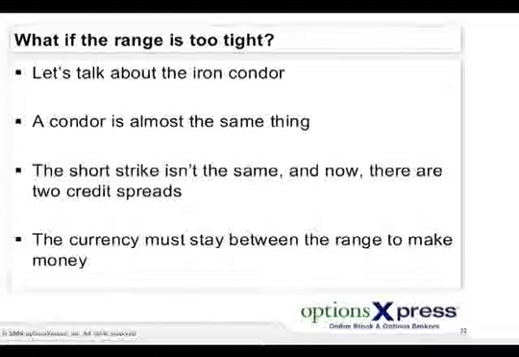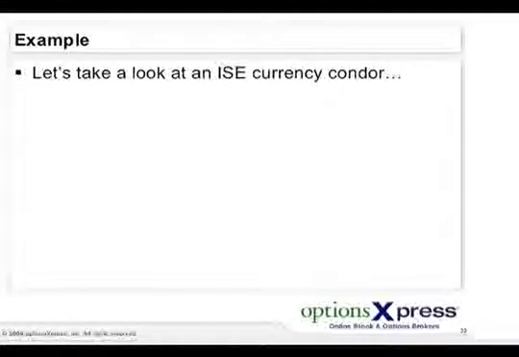All right, what if that range is just too tight for you? You're looking at this and you're thinking, you know what, I like the idea of that, but that range is just too tight for me. Well, one thing you can consider as well would be an iron condor. Short strike price isn't the same, but we have two credit spreads. So with that, we're trying to make it between a specific range to do an iron condor. Now let's take a look at an iron condor, and I believe this is the last example that we're showing today. But nonetheless, let's take a look at it, and let's see how this would work.